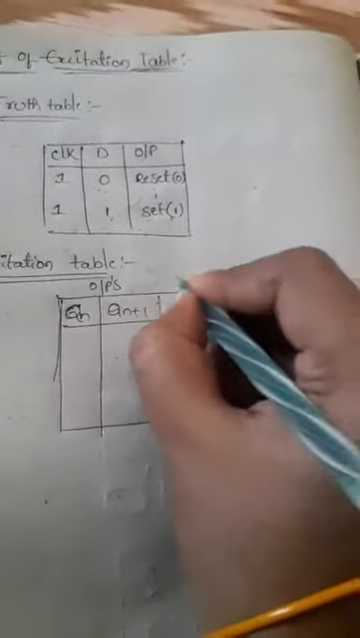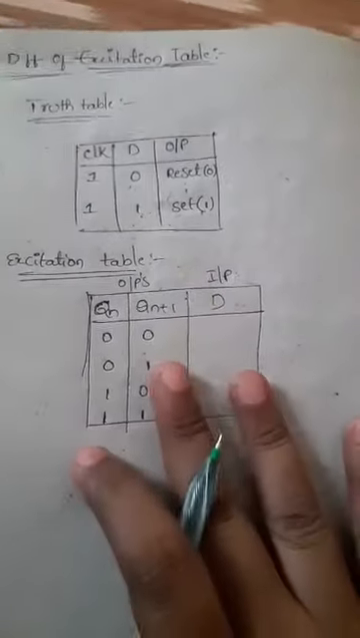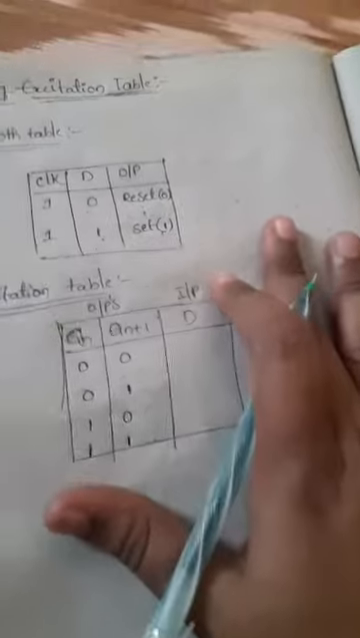Here also we are taking the present state and next state as the outputs, and D as the input. Okay, so here, with 2 inputs, we get the 4 conditions: 0 0, 0 1, 1 0, and 1 1. Totally 4 possibilities. But here we have only a single input, that is only D. But if you are finding the excitation table, what are the steps we follow?